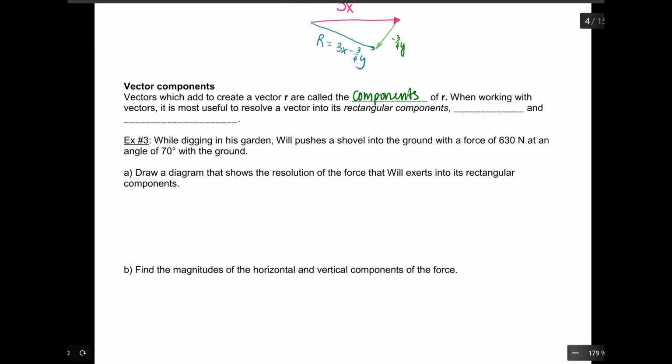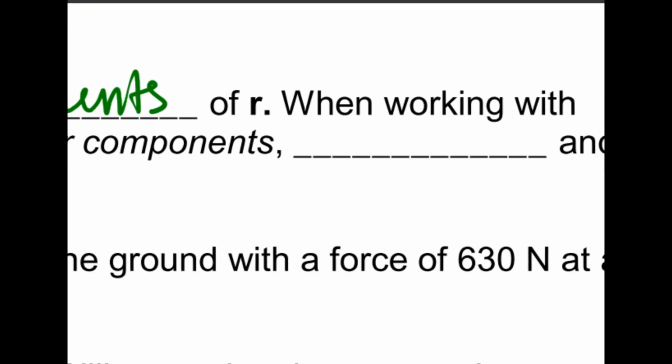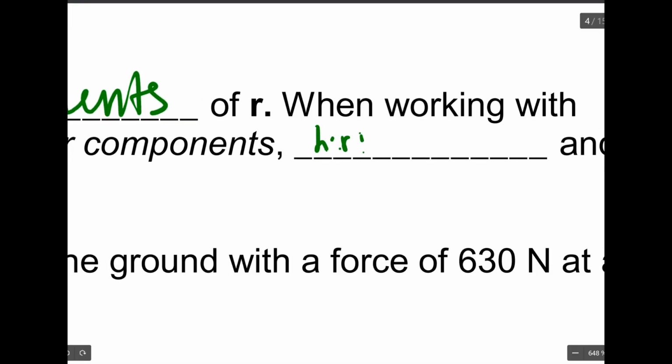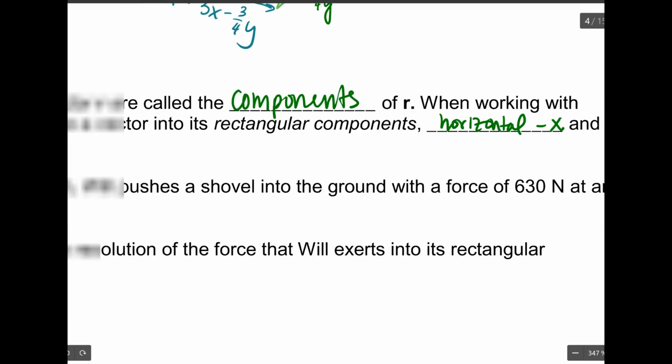When working with vectors, it's most useful to resolve a vector into its rectangular components: horizontal, which is your x, and vertical, which is y.